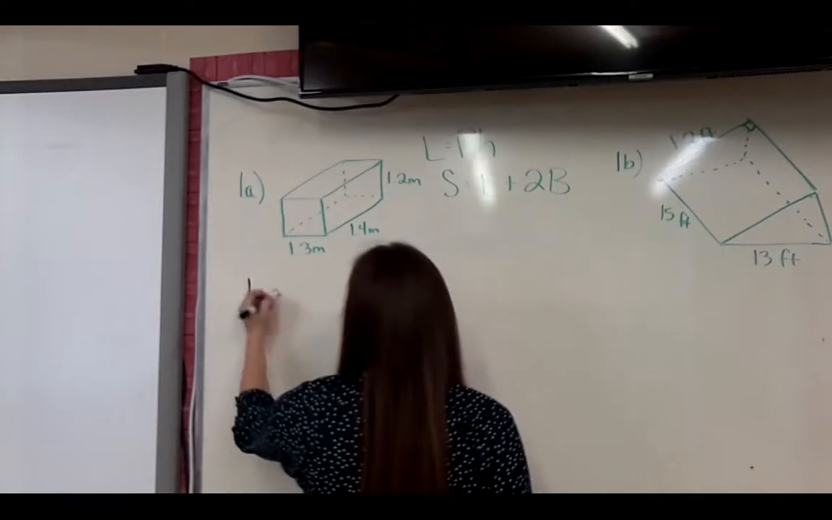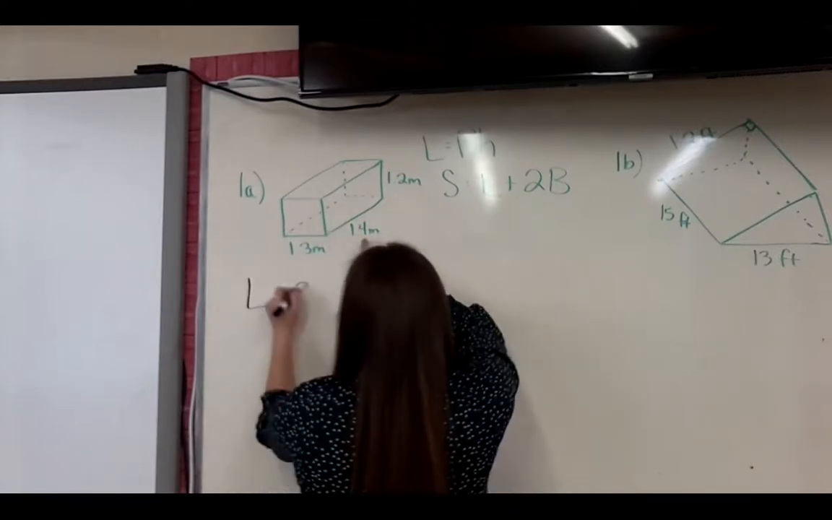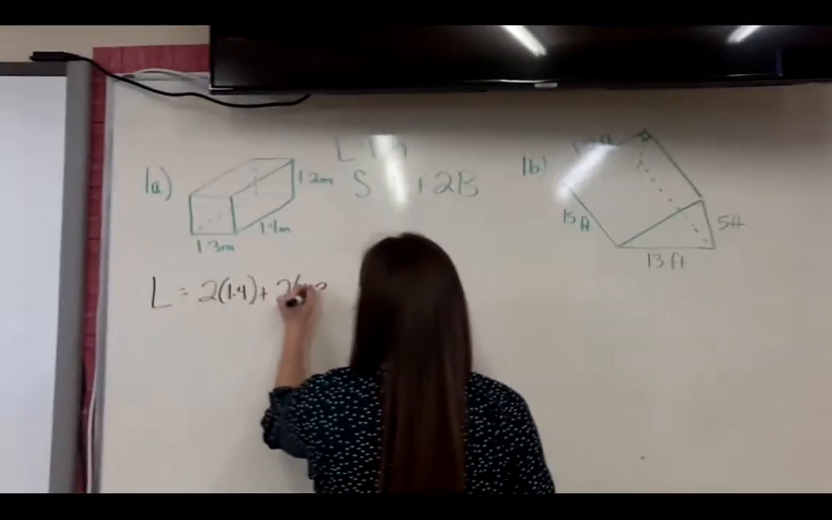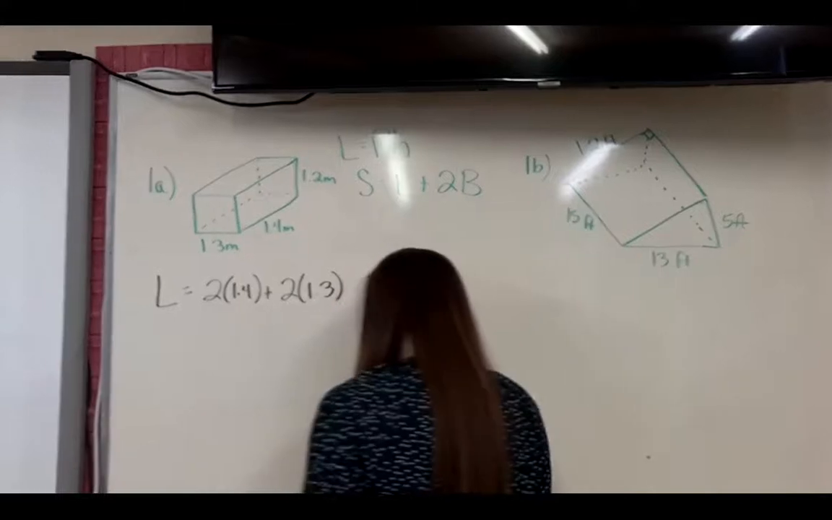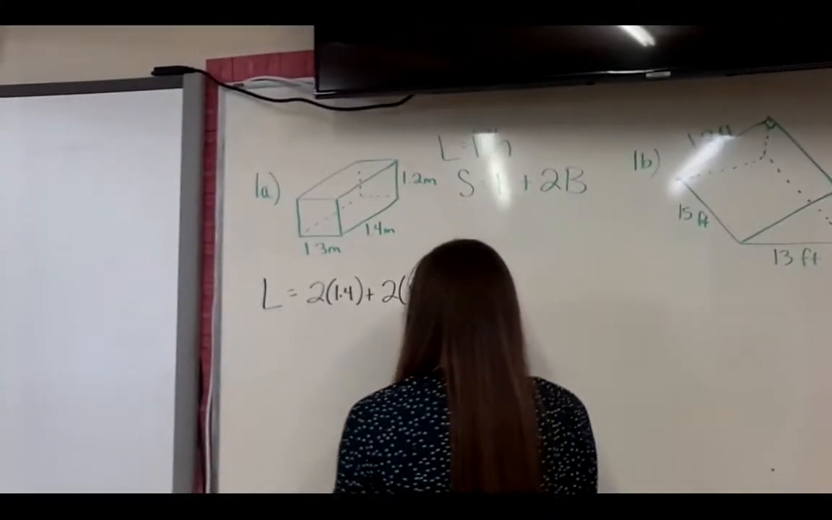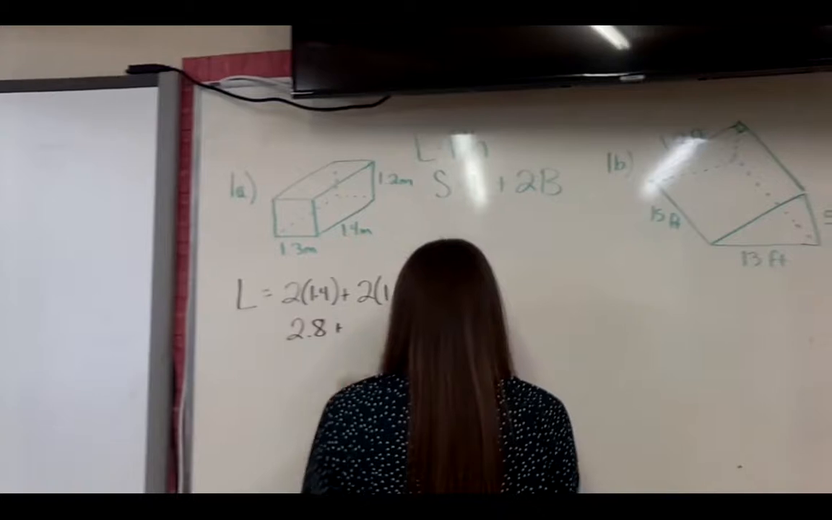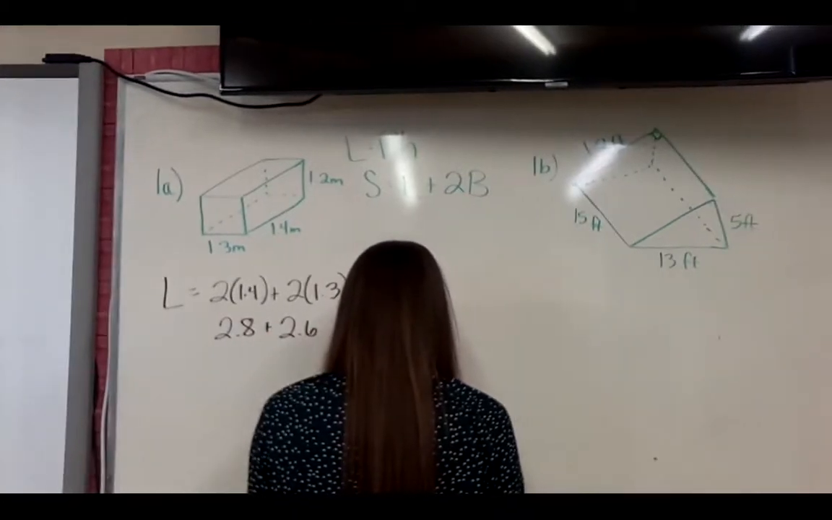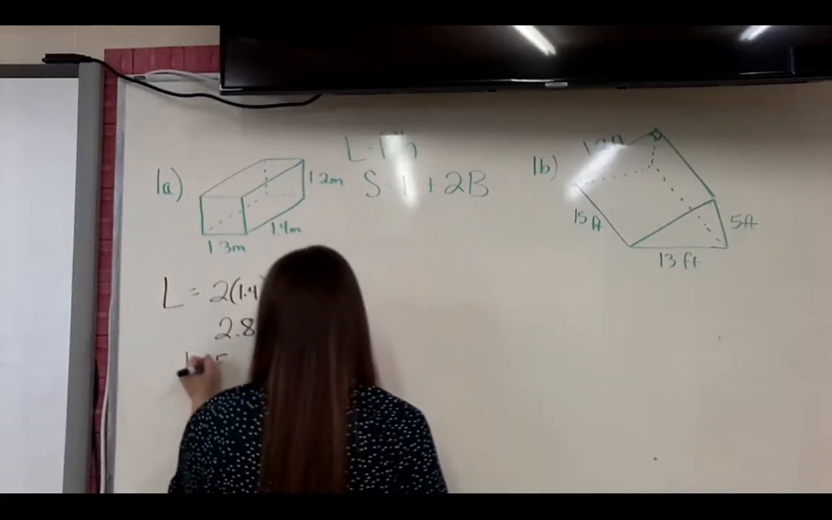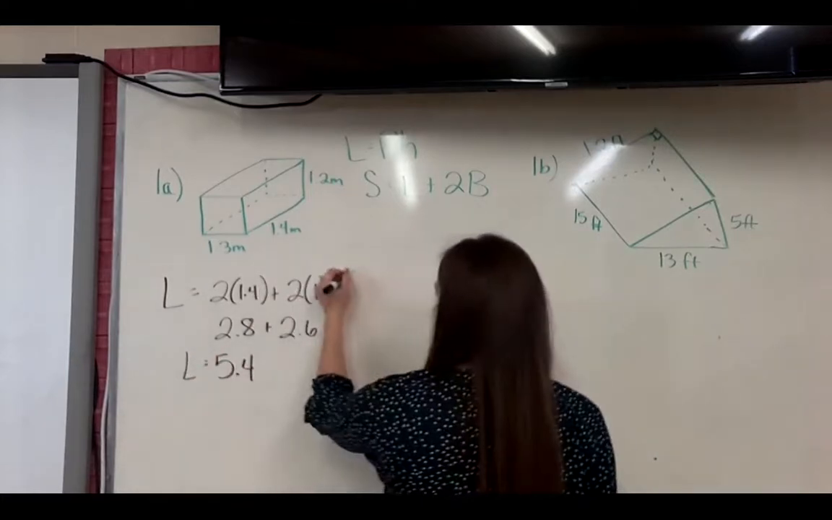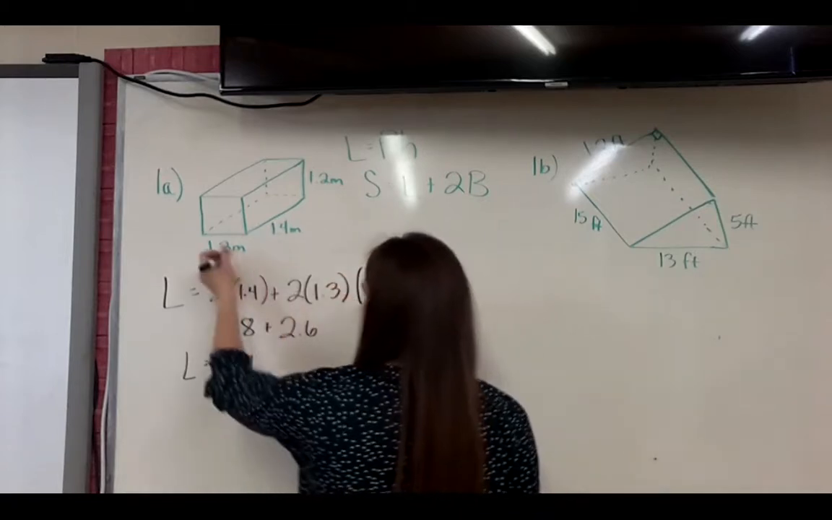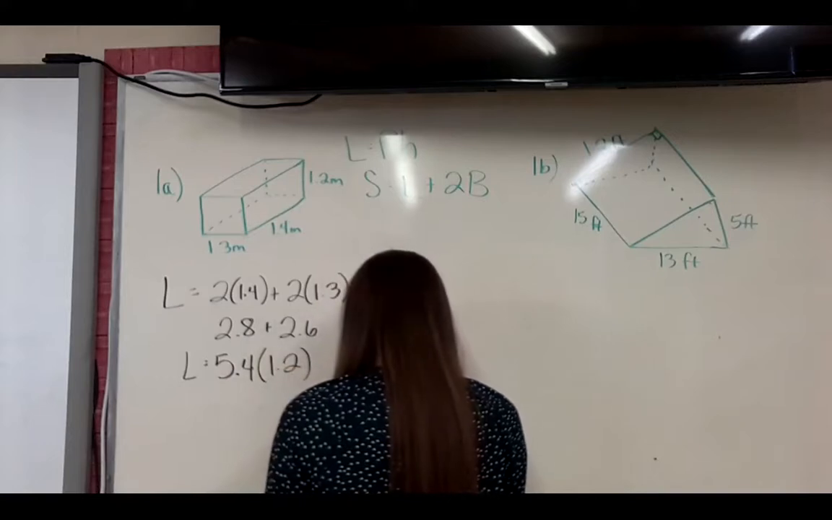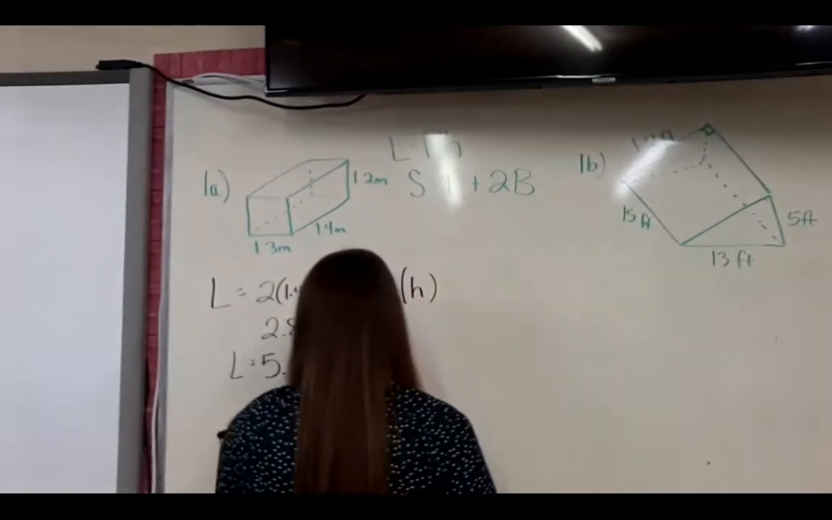So to find the lateral area, on bottom, I'll do it first. So I have 2 times 1.4 plus 2 times 1.3. And let's see, we get 5.4. Then we still have times the height of the whole figure. So since I did this, the height would be 1.2. So 6.48.